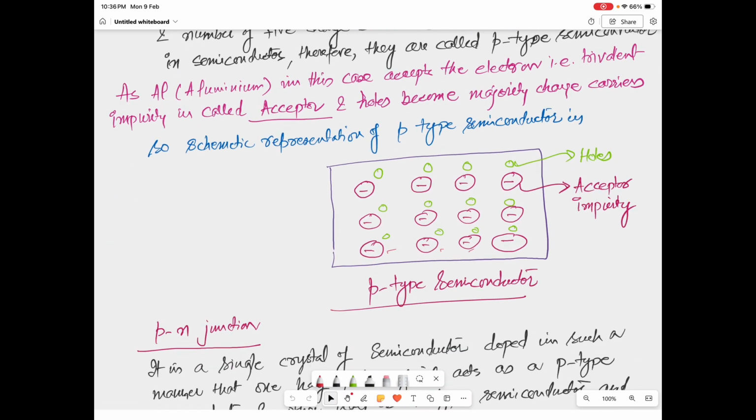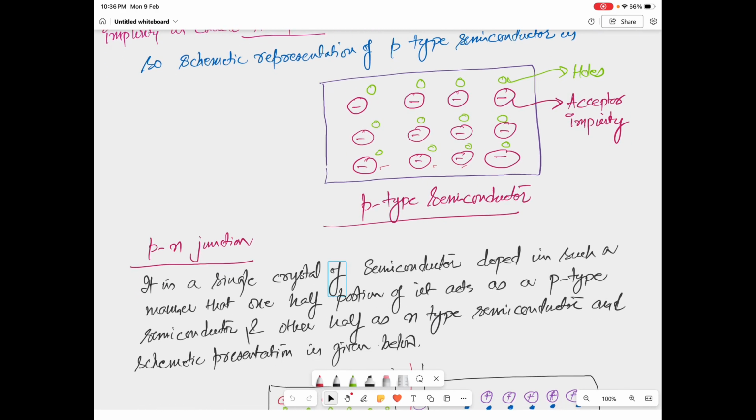The schematic representation is this. All the minus ions which I have shown are acceptor impurity atoms, and the holes are the majority charge carriers. So this is a P-type semiconductor.